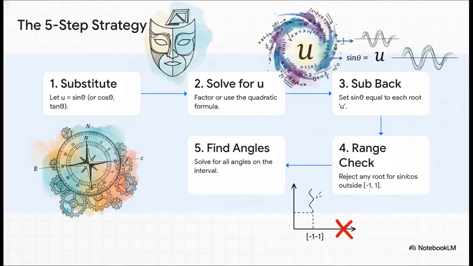And here it is. This is our game plan, a 5-step strategy that's going to work every single time. We substitute to reveal that hidden quadratic, we solve for our new variable u, and then, this is important, we substitute back to find all the final angles. So let's put it to work.